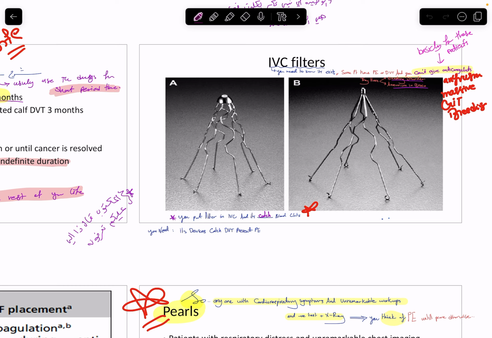This filter captures blood clots that come from your DVTs, right? I said the DVTs are the causes of PEs, right? So they have to go through your inferior vena cava to reach your lungs, from the IVC to get into the right pulmonary artery. Anyways, so these capture blood clots. You'll see some patients will get these. You just need to know that it exists.